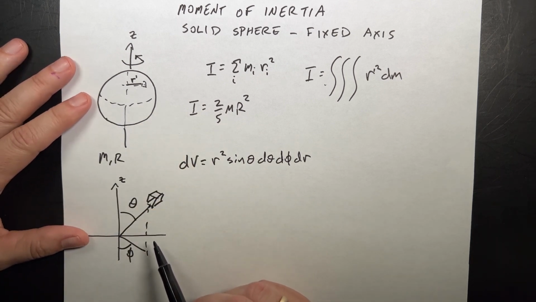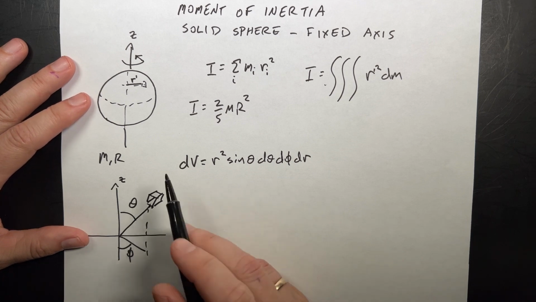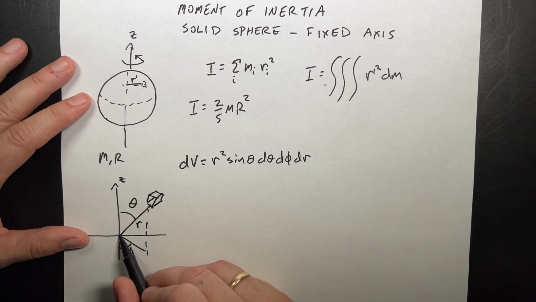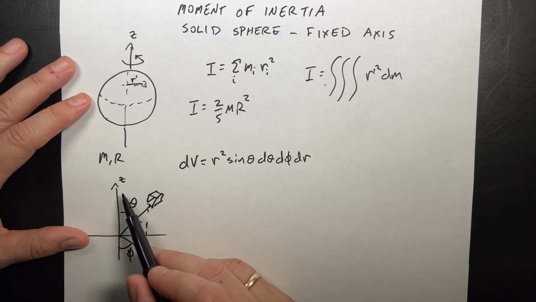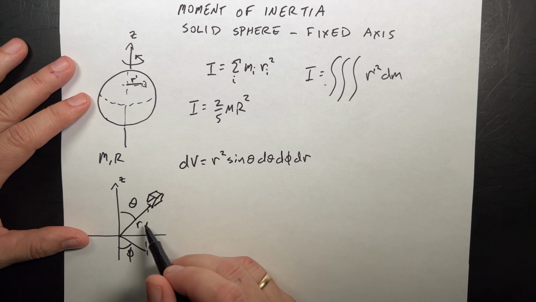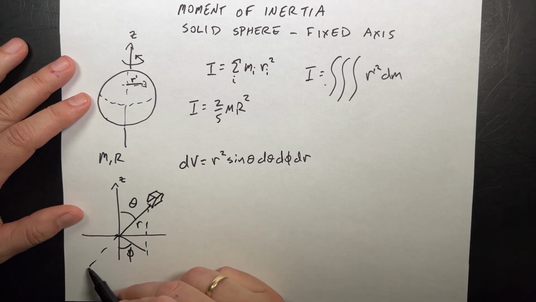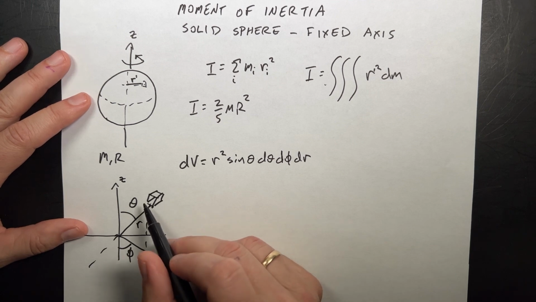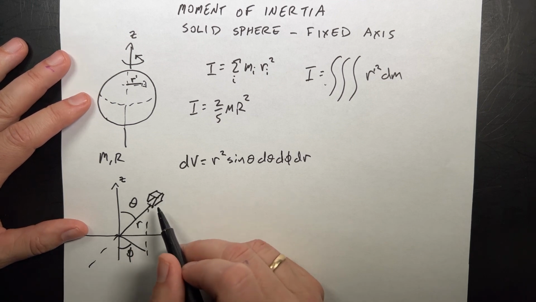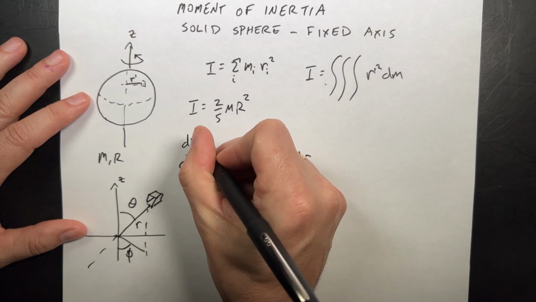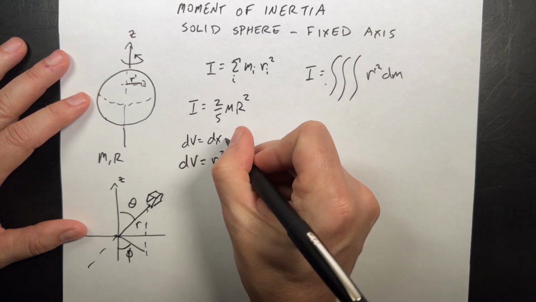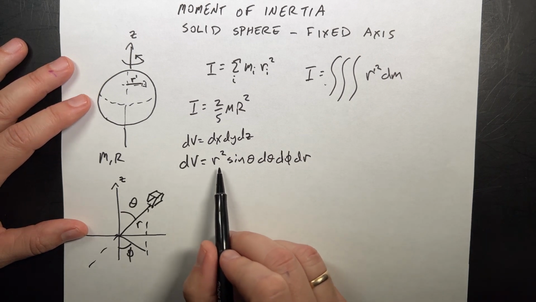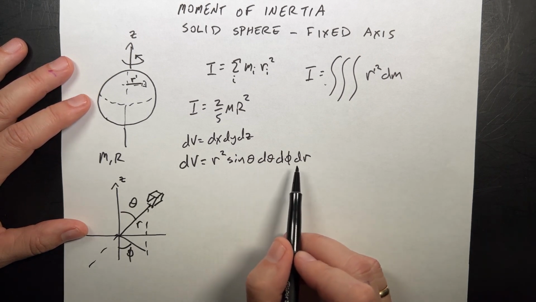So just to remember spherical coordinates, we describe the position of an object with the distance from the origin r, the angle from the z-axis theta, and then the projection down into the xy plane of phi. And if I do that, my volume element, remember in Cartesian coordinates, the volume element is dx dy dz, very nice and easy. In spherical, it's r squared sine theta, d theta, d phi, dr.